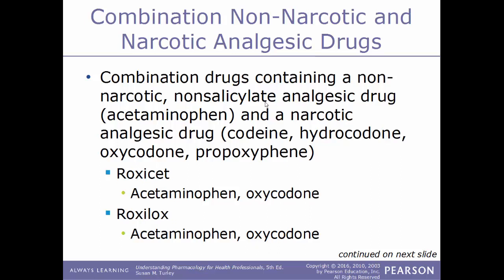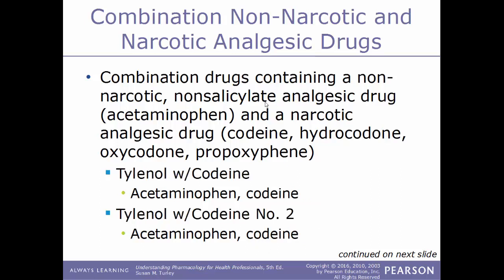Roxicet, a combination of acetaminophen and oxycodone. Same thing with Roxilox, which is a combination of acetaminophen and oxycodone. Some other combinations: Tylenol with codeine. There are multiple forms of this drug. We'll talk more about that here in a few minutes. Tylenol with codeine is obviously a combination of acetaminophen with codeine.